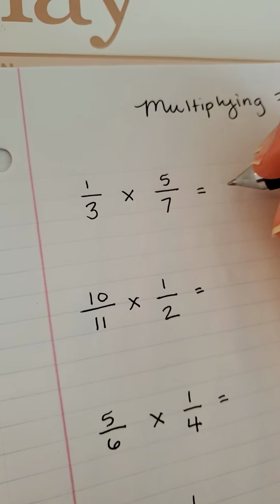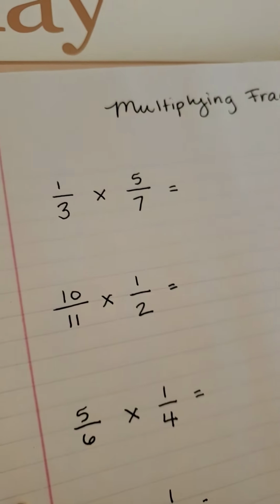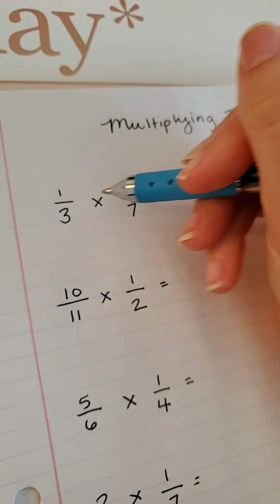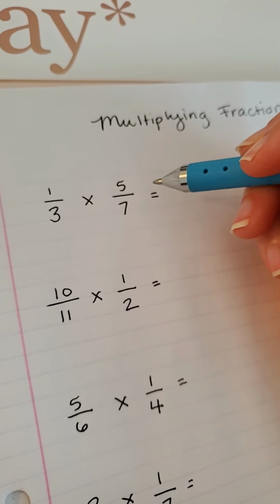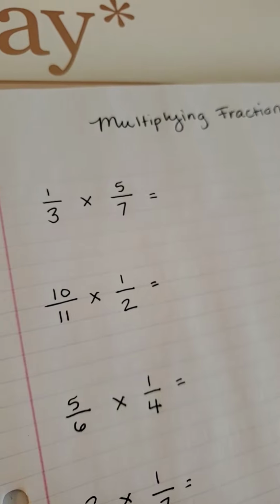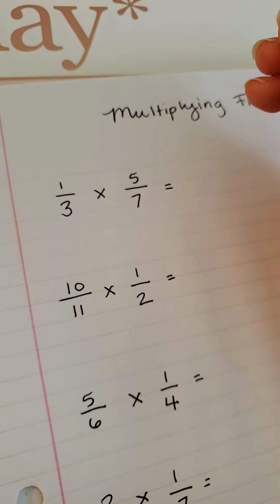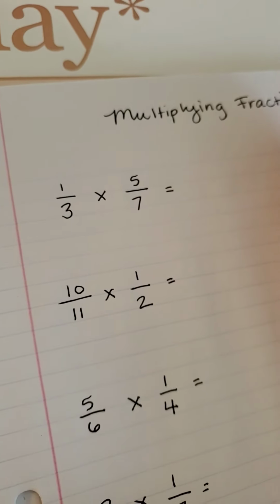So if I'm looking at this problem, and let me get a different color pen because you know how I like color, I'm just going to multiply straight across. I'm going to multiply the numerators first, and then I'm going to multiply the denominators. And then I'm going to see if I can simplify the fraction, so if I can make it smaller. But if I can't, then that's it.